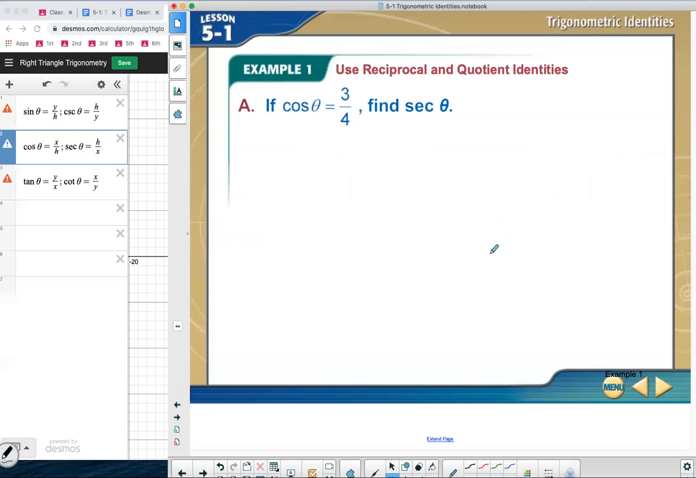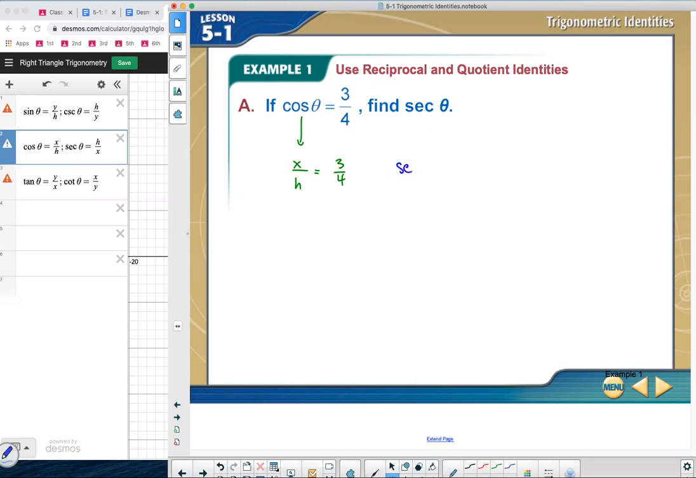So let's start. And I'm going to start with just the basic. I'm not going to try to go complex yet. So how do we use reciprocal and quotient identities? Well, here's how we start. If cosine is 3/4, well, what's an identity of cosine? Cosine's identity is x divided by h. Is 3/4. Then find secant.